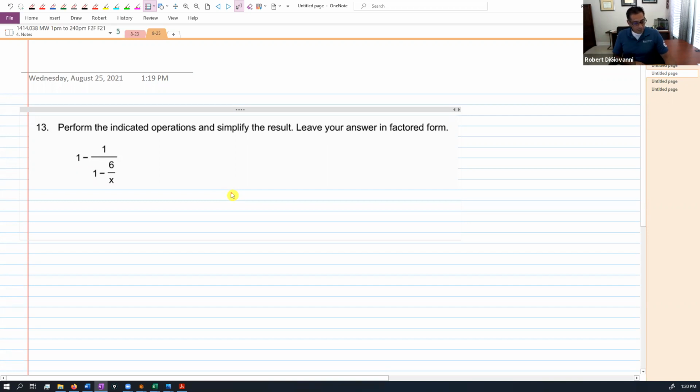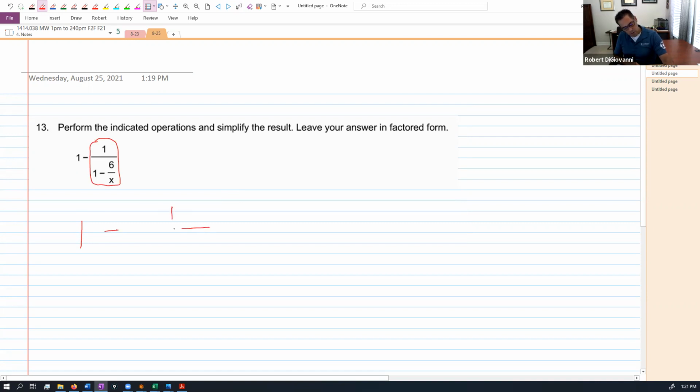Okay. Wow, this looks weird, right? It's like weird stacked fractions, right? So I'm going to rewrite it to emphasize what we need to do. I have a 1 and then I have minus, right? And then all of this, I can treat like its own thing. It's like 1 over 6 over x. Okay, so I just really want to make sure you understand that that really means this.